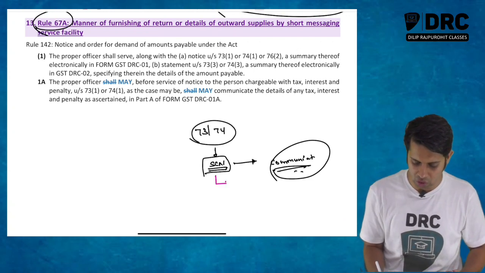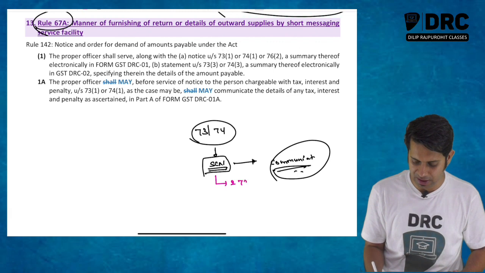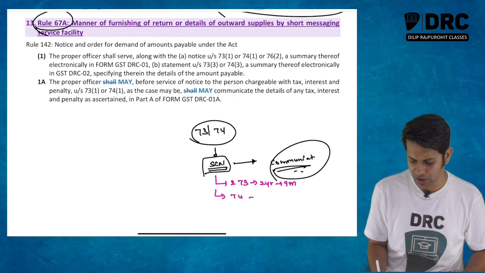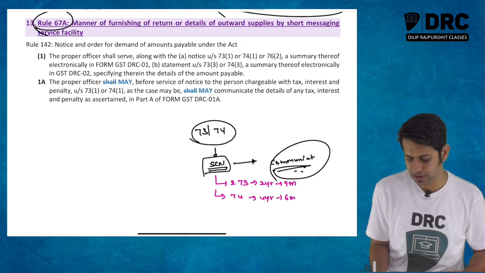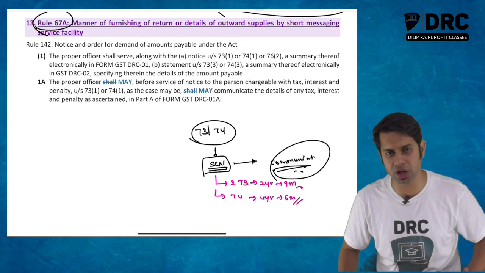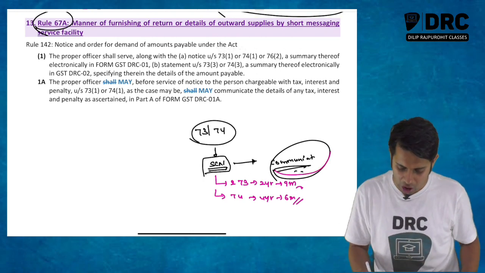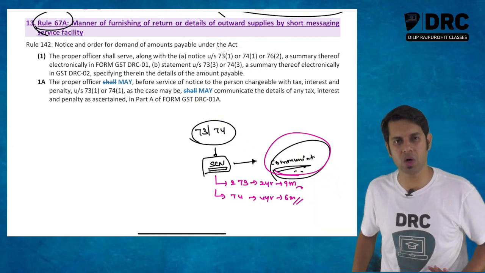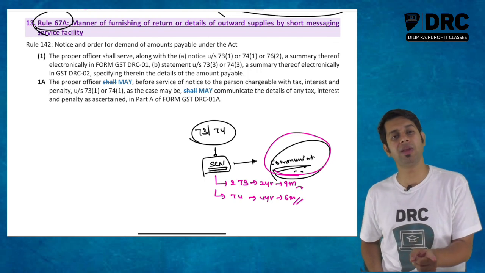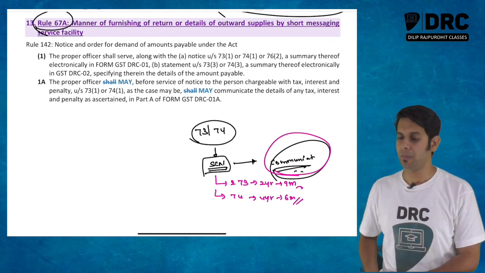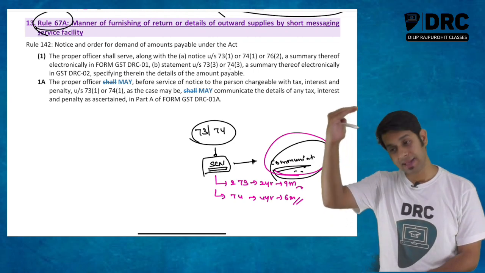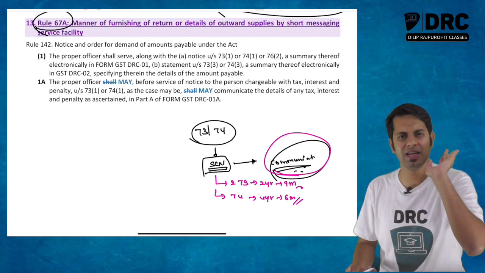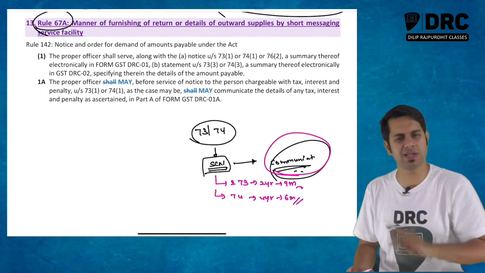Normally, the time limit of giving a show cause notice is what? For 73 cases, it is 2 years 9 months, and for 74, it is 4 years 6 months. Within this time, the show cause notice is required to be issued. Now, what officers used to do is, they were never giving this communication letter. Straight away, they were giving the show cause notice. The officer was not following the procedure properly. What is the procedure telling? First you send a communication, then after sending that communication, send a show cause notice. Officers were straight away sending the notice without reading the provision.